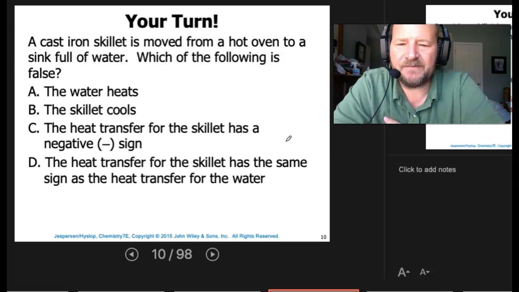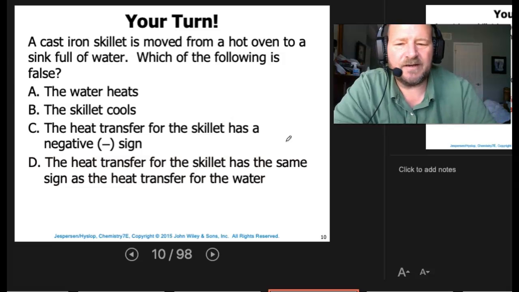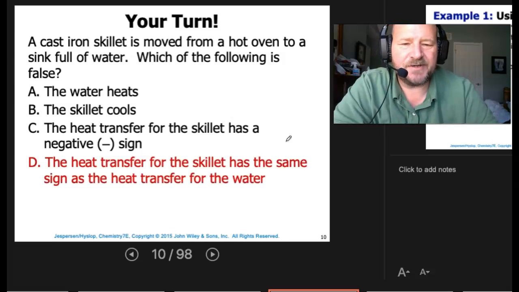The heat transfer for the skillet has a negative sign. Is that true? So yeah, the skillet's losing its heat to the water, so that's going to be a negative sign. The heat transfer for the skillet has the same sign as the heat transfer for the water. Okay, that's definitely the false one, right? Because we just said if one loses, the other has to gain, and we're going to show that difference with a positive or a negative sign.